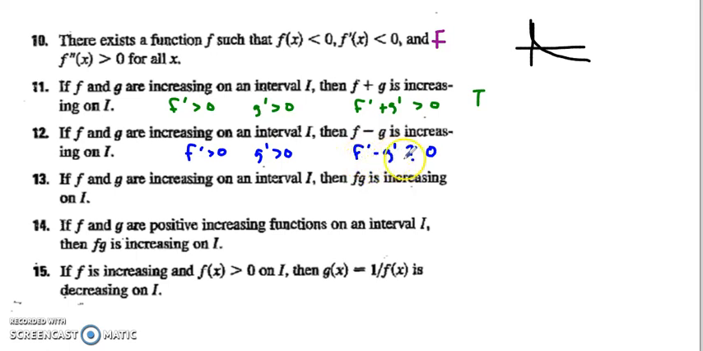If f prime is greater than g prime, then f minus g is increasing. But if g prime is greater than f prime, then f minus g is decreasing. So this one is false.